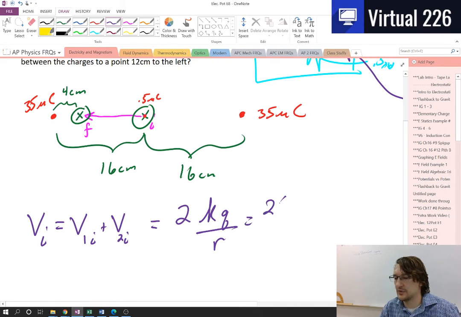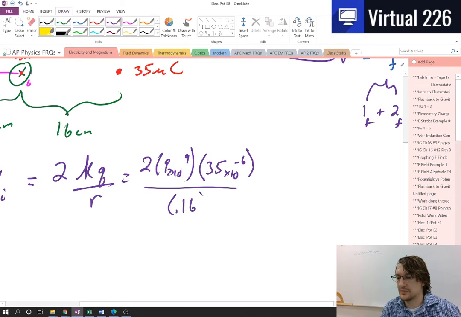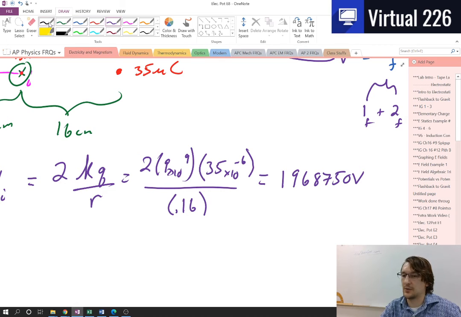And in this case, it's going to be 2 times 9 times 10 to the 9th times the charge here, which is 35 microcoulombs, so 35 times 10 to the minus 6, and then divided by 16 centimeters. And to put that in meters, that's 0.16 meters right there. You throw all that together, and you're going to get a pretty large number here. We're going to get 1968750 volts, and then actually it's 2 times that quantity. So it's this times 2.